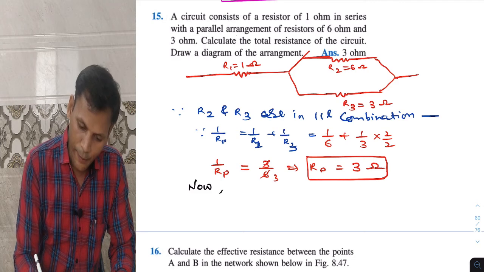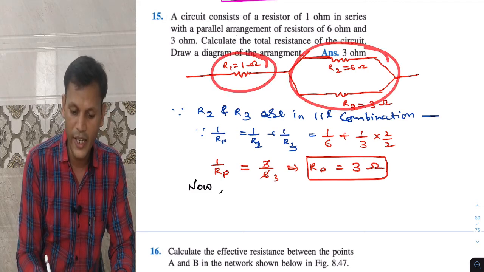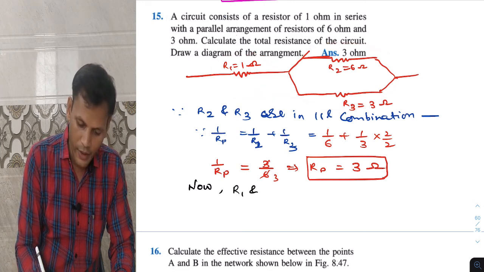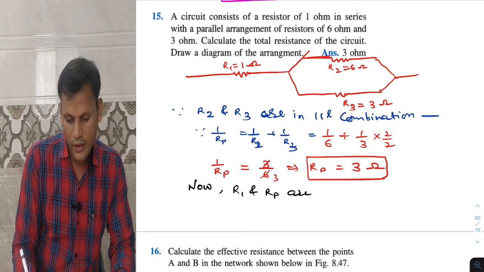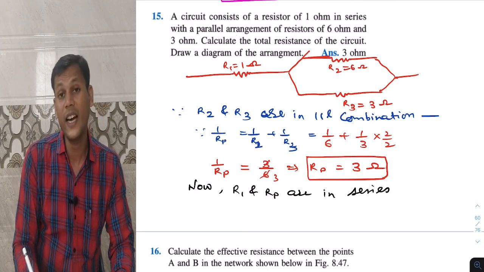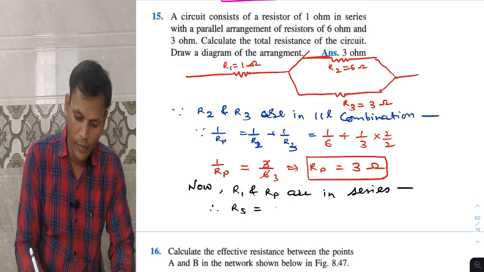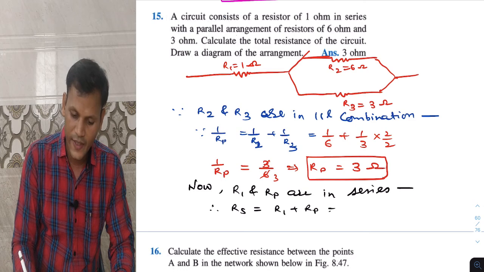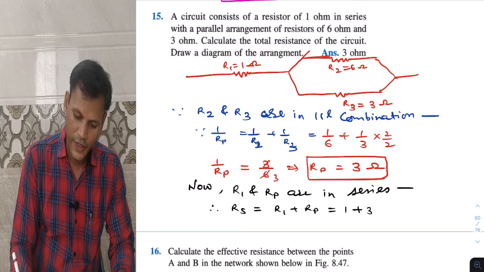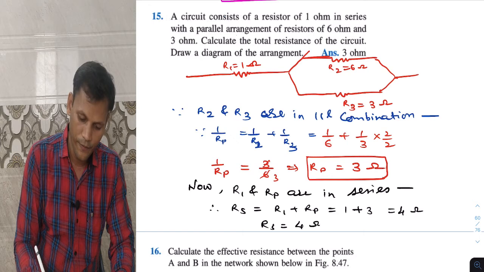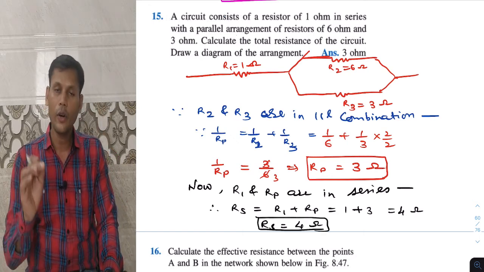Now one more thing, now Rp, as you can see, Rp and R1, now they are in series. So now R1 and Rp are in series, and as they are in series combination, series का formula हमें पता है, so Rs will be R1 plus Rp. R1 is 1 plus Rp is 3, so it is 4 ohm. So finally we get Rs is equals to 4 ohm. This is the final expression. So Rs is 4 ohm.